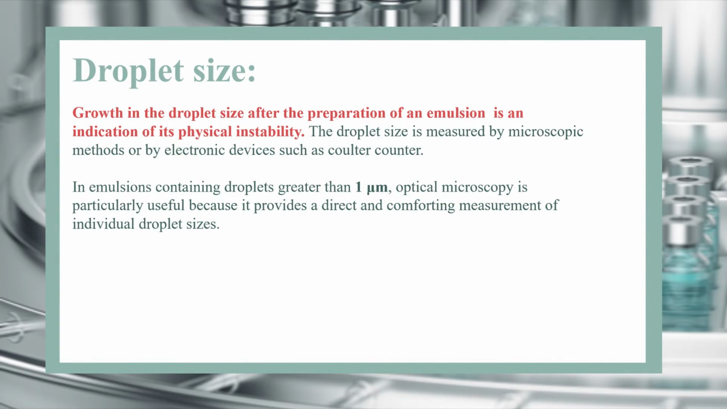Another great test for emulsion is droplet size. The growth in droplet size after the preparation of an emulsion is an indication of its physical instability. The droplet size is measured by microscopic methods or by electronic devices such as the Coulter counter. In emulsions containing droplets greater than 1 micron, optical microscopy is particularly useful because it provides a direct measurement of individual droplet size.